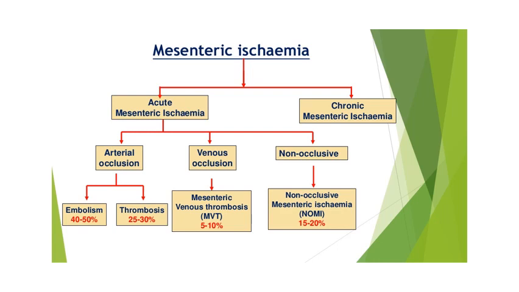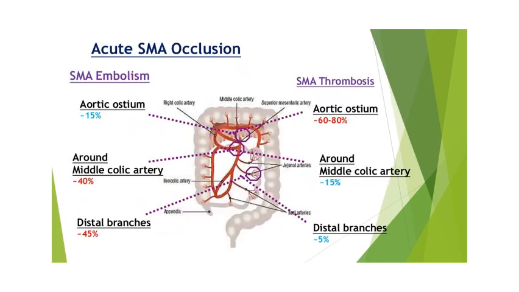Mesenteric ischemia may be acute mesenteric ischemia or chronic mesenteric ischemia. Well, acute mesenteric ischemia may be arterial or venous or non-occlusive. الارتيريال ممكن يبقى سببها امبوليزم or thrombus. الفينوس occlusion بيبقى سببها mesenteric venous thrombosis. والنون اوكلوسيف mesenteric ischemia بتمثل حوالي 15 ل 20% من الحالات.